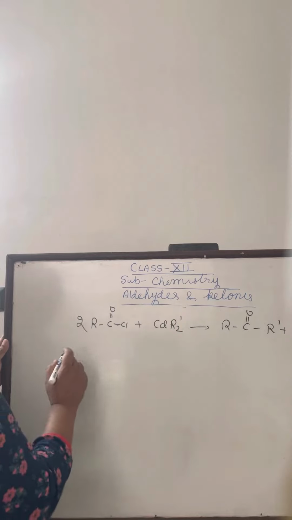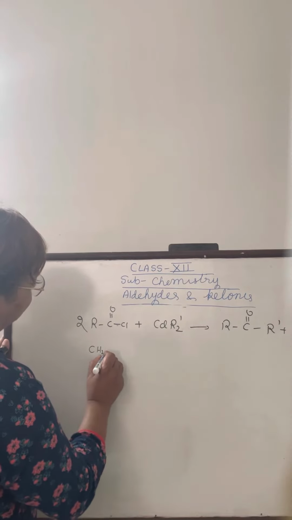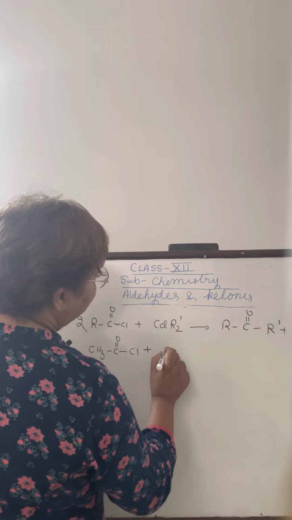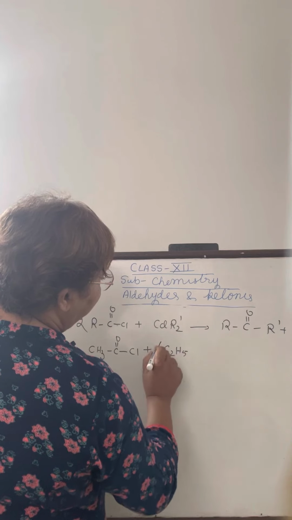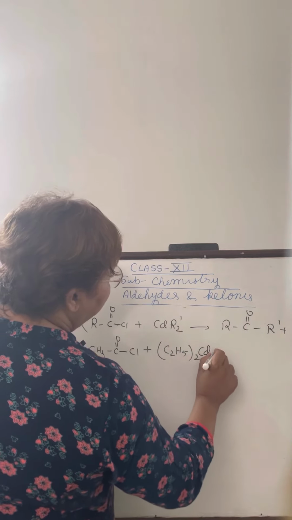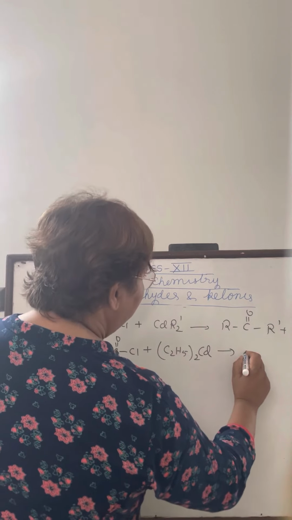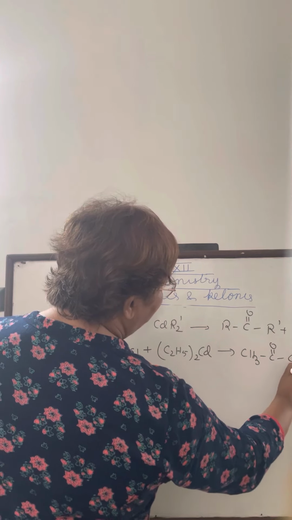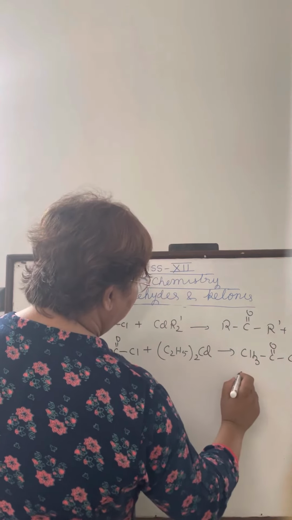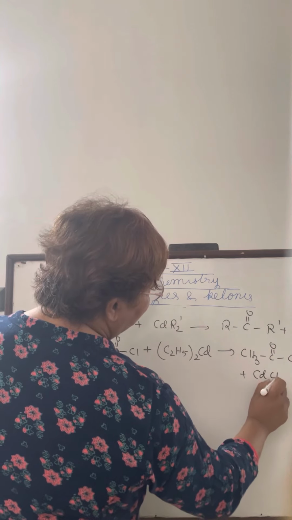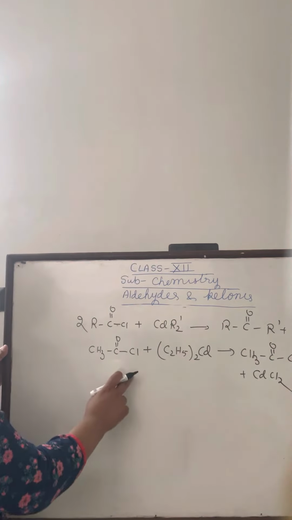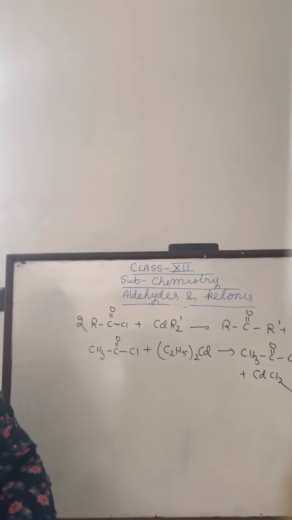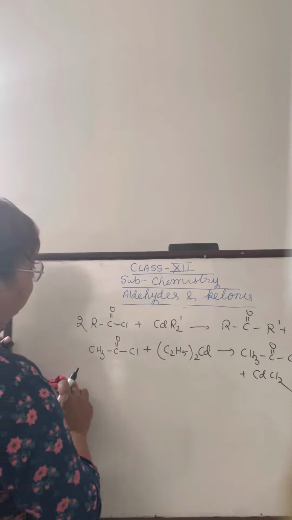All right, suppose we have taken CH3COCl, acetyl chloride, and treated it with diethyl cadmium. Then what will we get? CH3COC2H5. So see, you are preparing an unsymmetrical ketone, plus CdCl2. So this is used for preparing ketone. Now next method, I think there is no doubt in this.